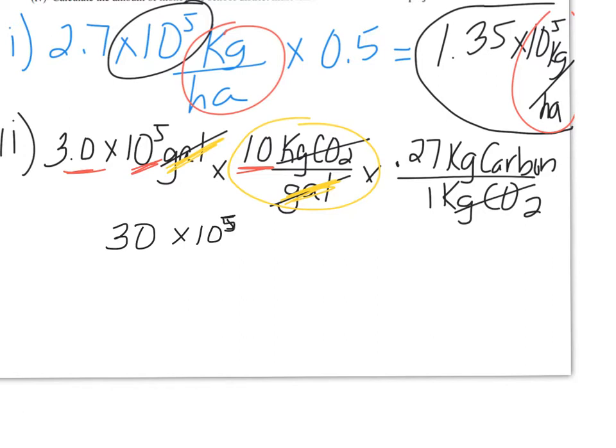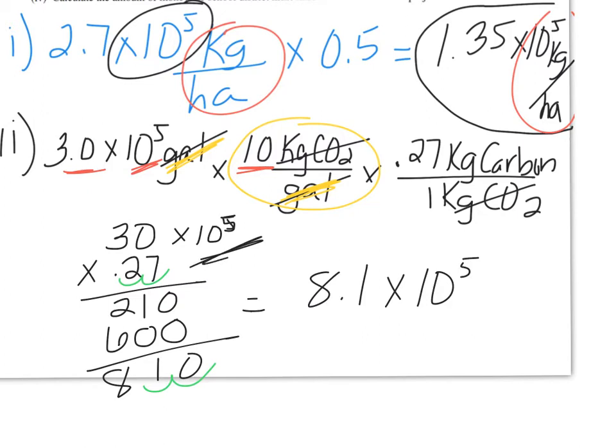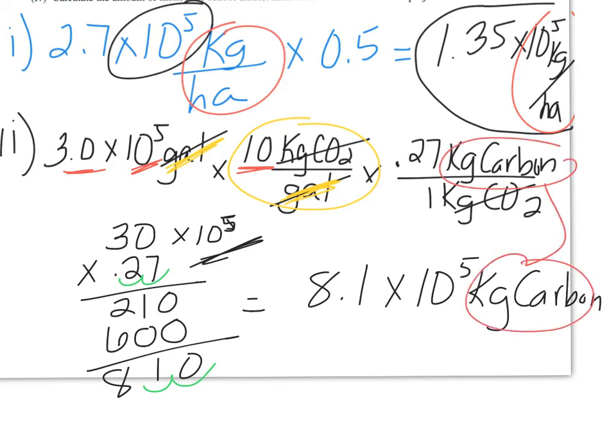That's a 5. And then I need to multiply that by 0.27. So I can go ahead and do this math problem. And it's 2 decimals in, 2 decimals in. And so my answer is 8.1 times 10 to the 5th, don't forget that, kilograms of carbon. Don't forget your unit. So it looks like we're left with that unit, so that drops down to here.